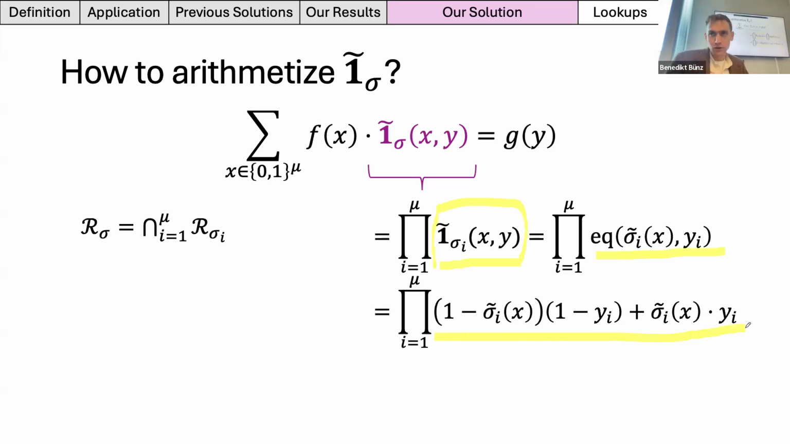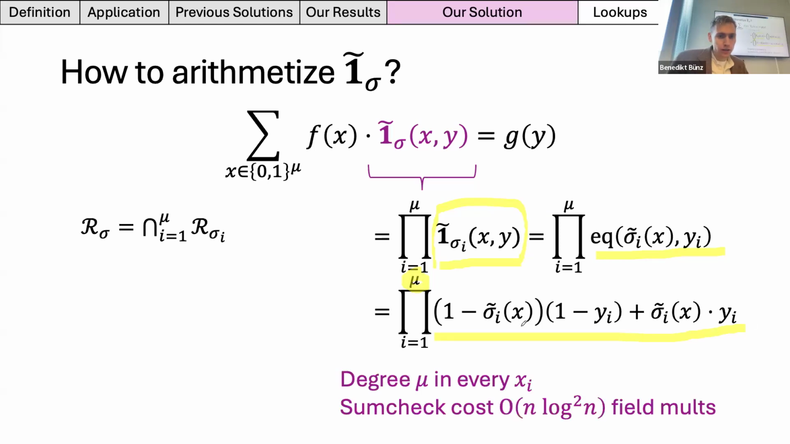I don't know if you've studied these multilinear polynomials, this might look very familiar to you. If not, the only thing that we really care about is the degree of this polynomial in x. So what is the degree of this polynomial in x? Well, it turns out it's degree mu in every xi. And if we implement the sum check naively, this is going to give us a prover cost of n log squared n. But I skipped over a detail here. How do I prove the statement?